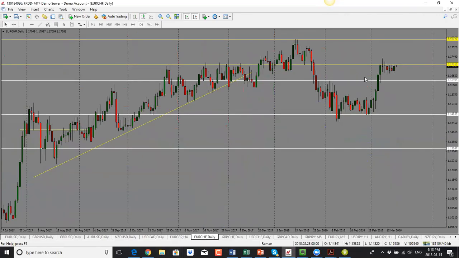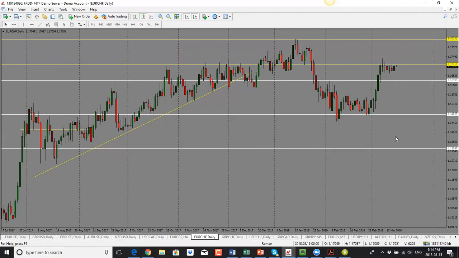Euro Swiss franc here. This one, we had talked about how this was bullish, and now it's pushing up into this resistance level here. So it still hasn't broken the resistance level. And as you can see, it has traded in this range for a long time. So now we need to see which way it will break. Will it go up or go down?